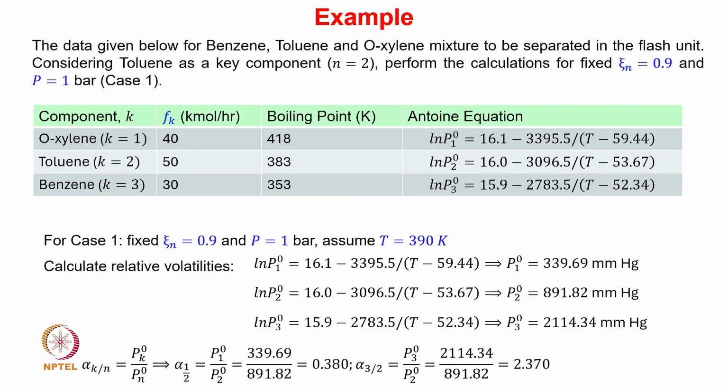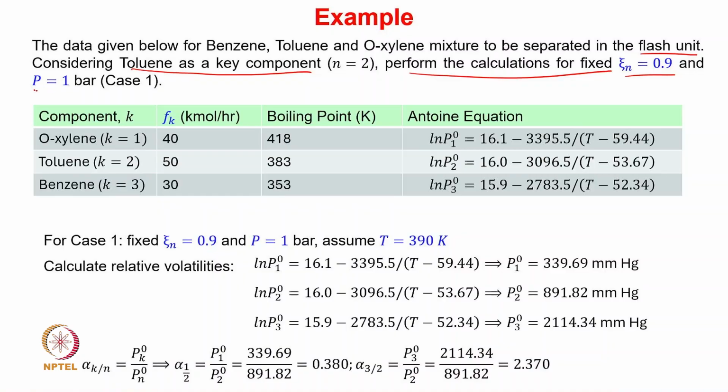So in this case, there is a mixture of benzene, toluene and orthoxylene, which has to be separated in a flash unit. Now in this case, toluene we have to consider as a key component. Okay, and we wanted to perform the calculation for the fixed zeta n equals 0.9. So we are assuming that the split fraction of the toluene from the feed to the vapor is 0.9, isn't it? And we are also starting with the fixed value of P, which equals 1 bar in this case.